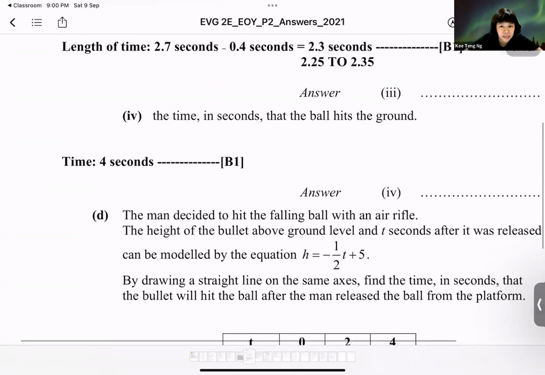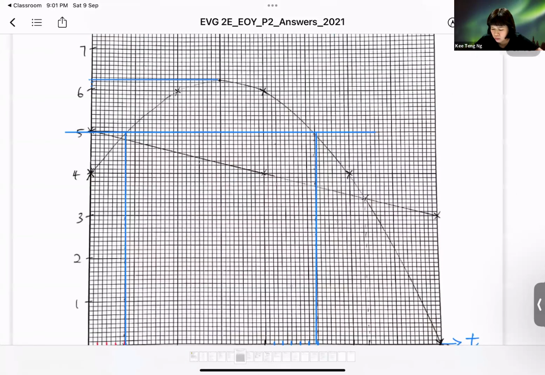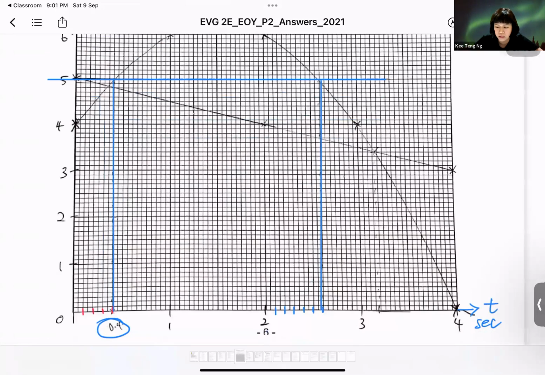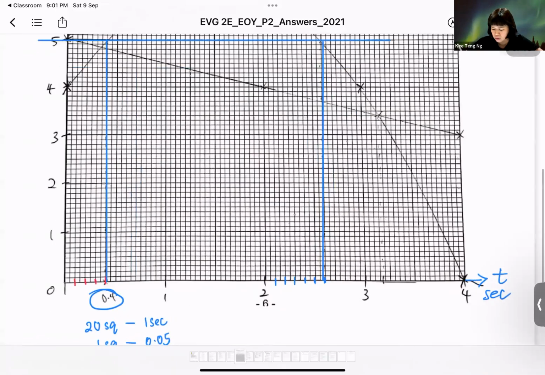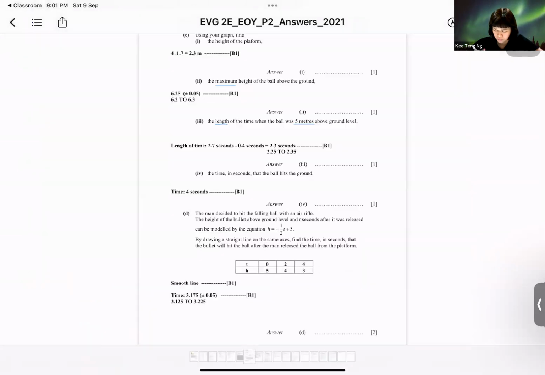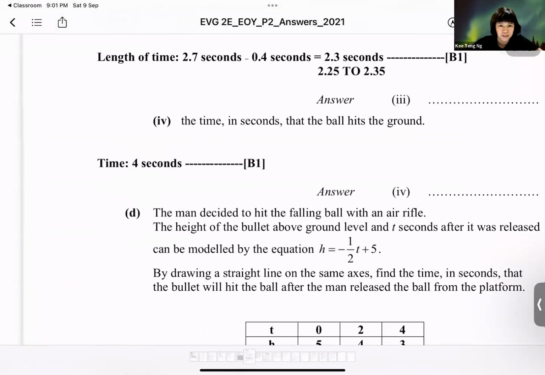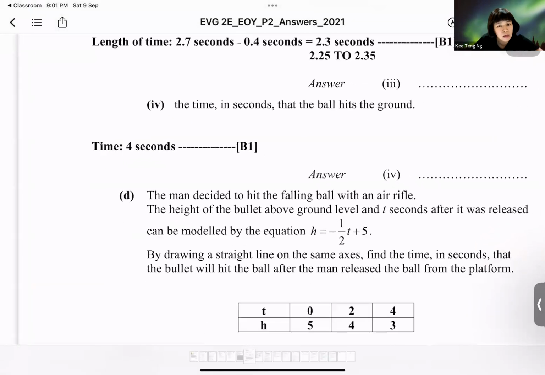Find the time in seconds when it hits the ground. When it hits the ground, that means the height above the ground is now 0. So read directly at the time where it's exactly 0. Where is it exactly 0? Here. Okay, so this one over here, the answer is 4 seconds. Straightforward. This is a giveaway question. Just read the answer. Okay, next one.